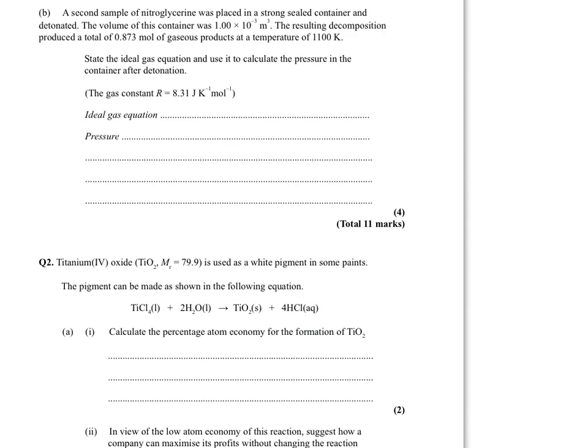A second sample of nitroglycerine was placed in a strong sealed container and detonated. The volume of this container was 1 times 10 to the minus 3 metres cubed. The resulting decomposition produced a total of 0.873 moles of gaseous products at a temperature of 1100 Kelvin. State the ideal gas equation. So a nice easy mark to start with. PV equals nRT. Not much to have to do to get 1 mark. We're now going to use it to calculate the pressure in the container after detonation.